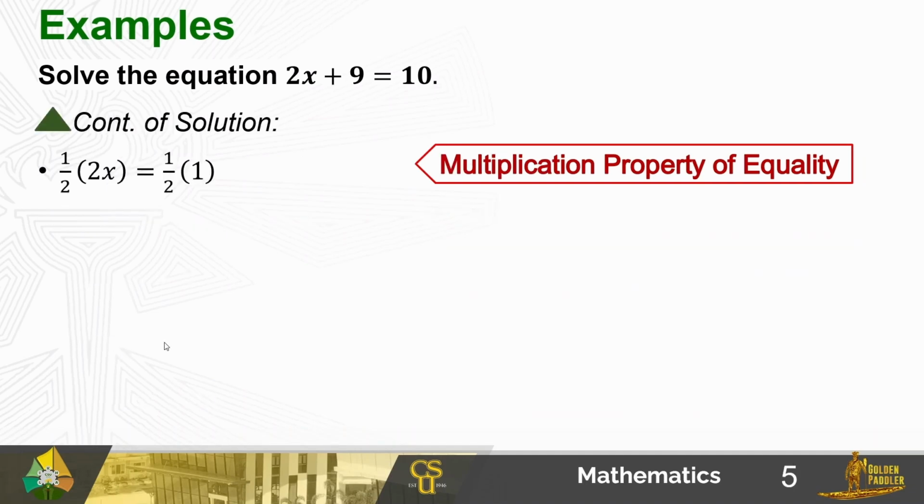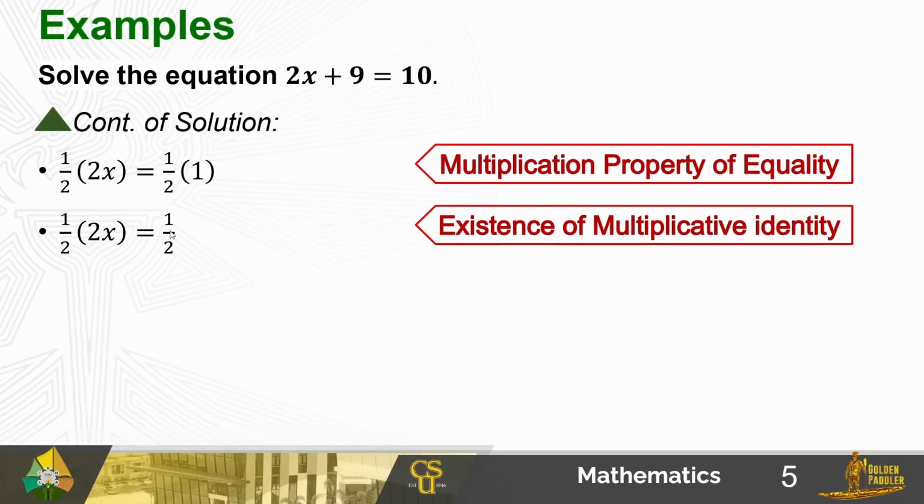Our goal here is to solve for x. So to solve for x, we first have 1/2 times 1. What is 1/2 times 1? We all know that that is equal to 1/2. Okay? So again, let us determine what field property or axiom of equality we used in order to have the result 1/2 times 2x is equal to 1/2, from 1/2 times 2x is equal to 1/2 times 1. Okay, it is the existence of multiplicative identity.